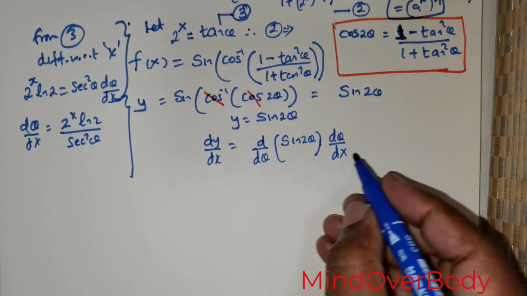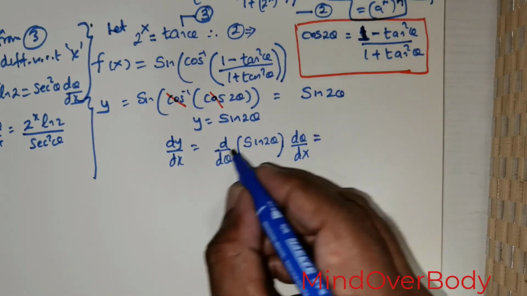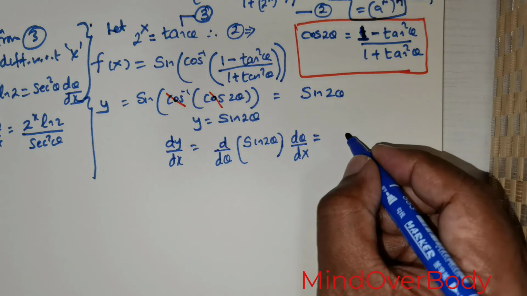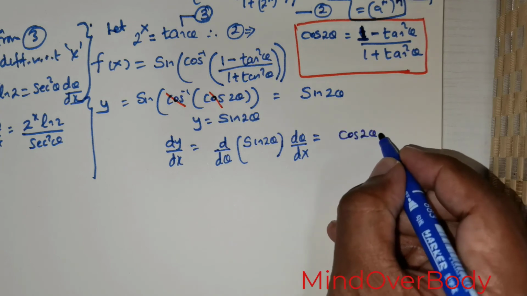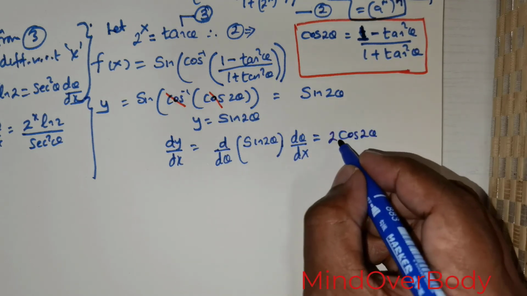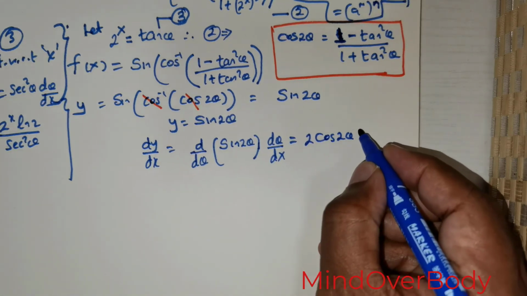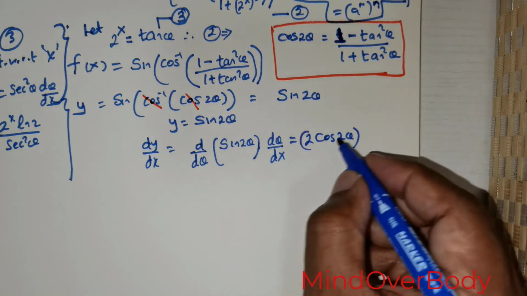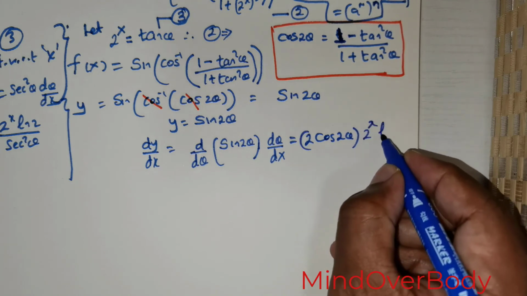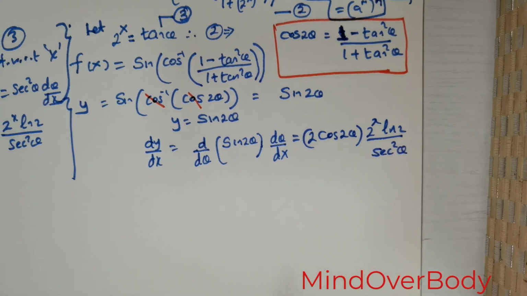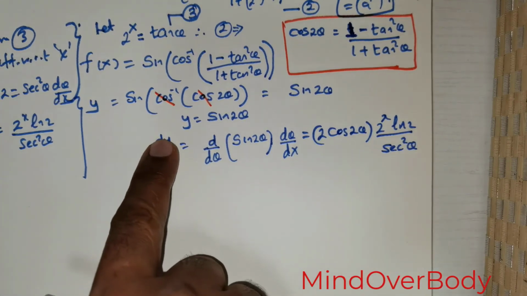I need to differentiate this. So if you were to differentiate this, differential of sine gives me cos 2 theta, differential of 2 theta will give me 2. So this is what I've got. This has to be multiplied with d theta over dx, which is nothing but 2 raised to the power of x times ln 2 divided by secant square theta. That's fine. So we have got dy over dx.